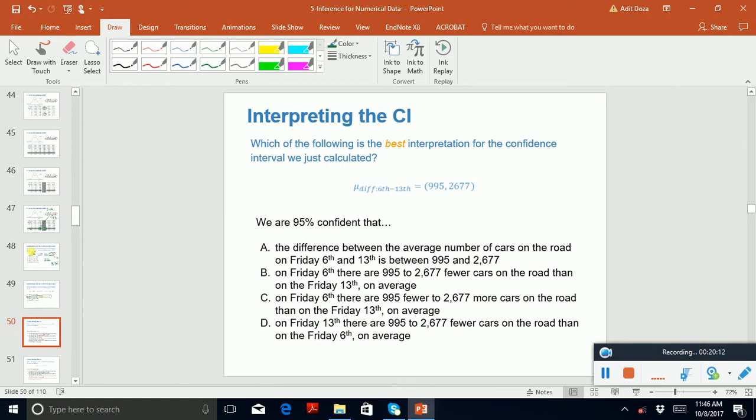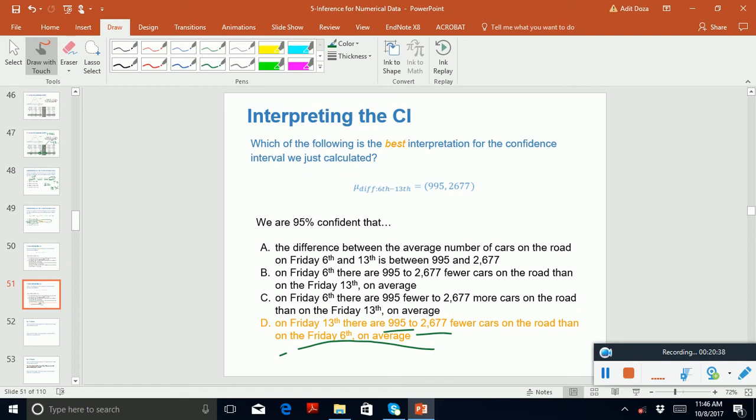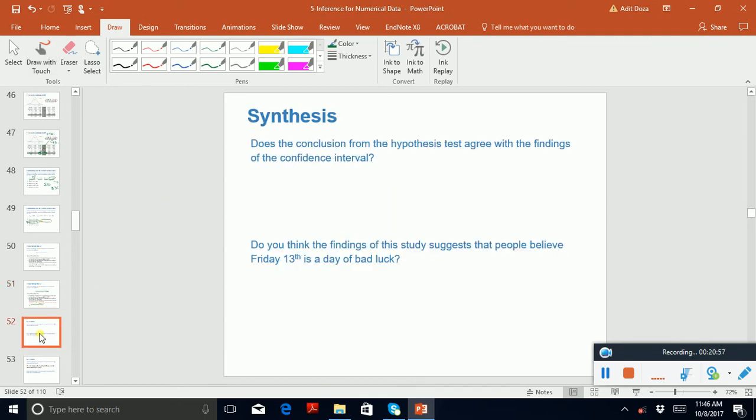Right. So interpreting the confidence interval. Which of the following is the best interpretation for the confidence interval we calculated? We are 95% confident that on Friday 13th there are 995 to 2677 fewer cars on the road than Friday 6th on average, right? So this would be the best interpretation for the confidence interval we just calculated. Okay, so I hope this is clear for you guys, and I will give you some examples in class on Wednesday so you can practice, and we will also do some homework. But keep in mind, this is not going to be in midterm 1, right?